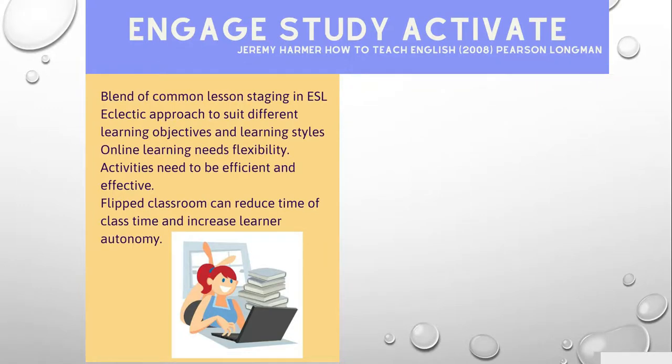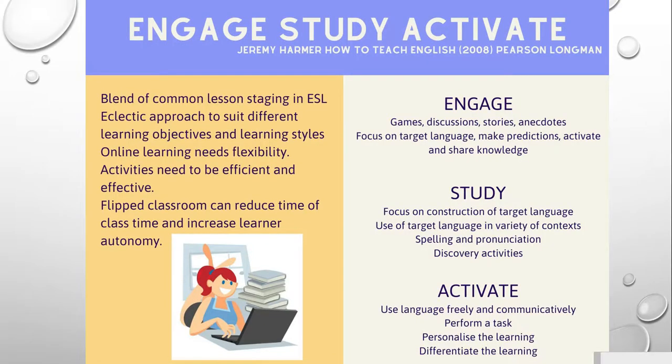It's an eclectic approach. It suits different learning objectives that we talked about in the last section and learning styles. Your online learning needs to be flexible. We're finding this out quite frequently, that there's so many things that can happen in online learning. There's different interactions with students. You need to be flexible. The activities need to be efficient, they need to be effective, and maybe using the flipped classroom that we talked about before could reduce the time and increase learner autonomy.